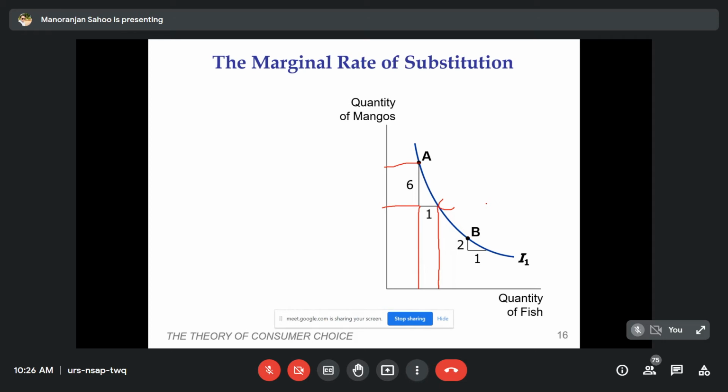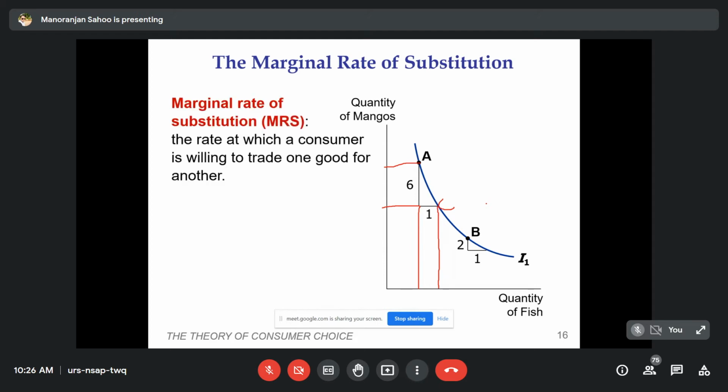Understood now? Yes. Okay. So this is called the marginal rate of substitution, the rate at which the consumer is willing to trade one good for another so that his level of satisfaction between two combinations will be the same.